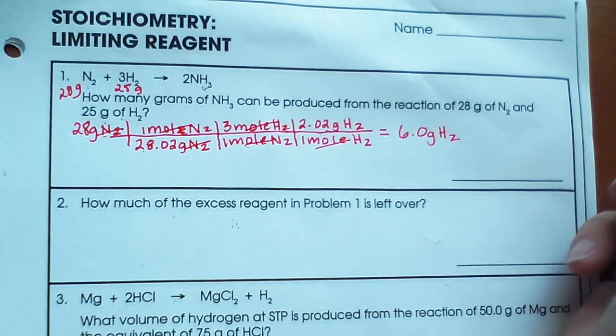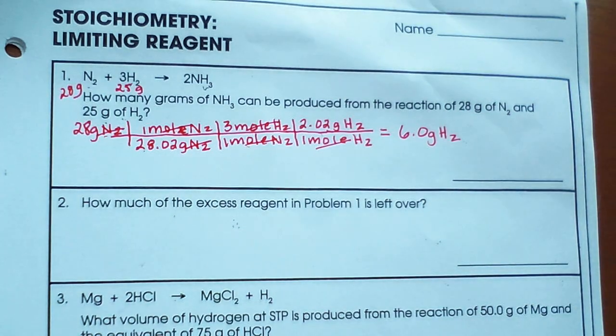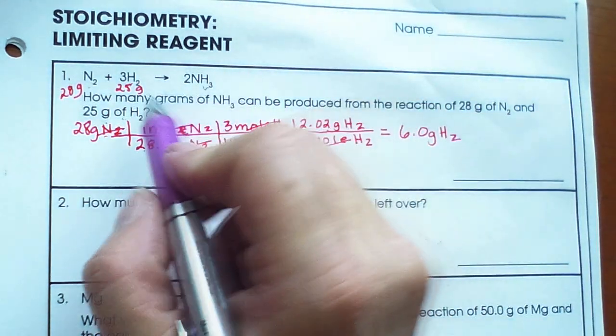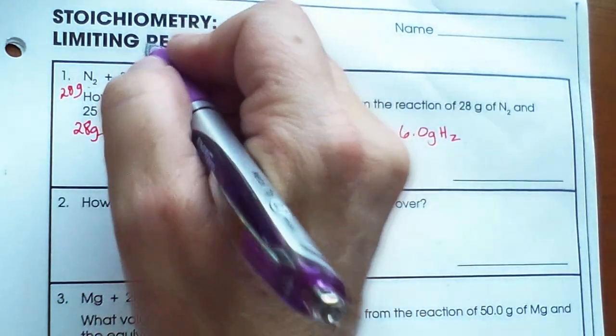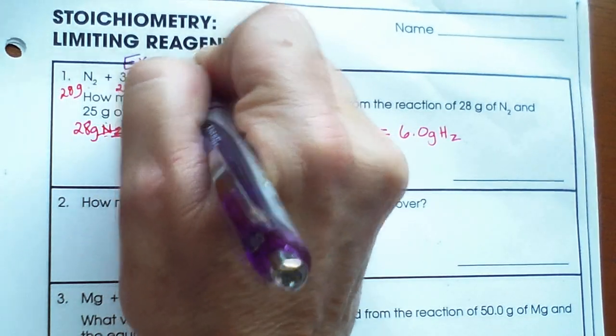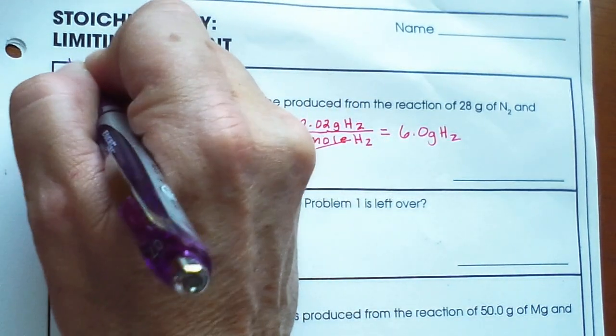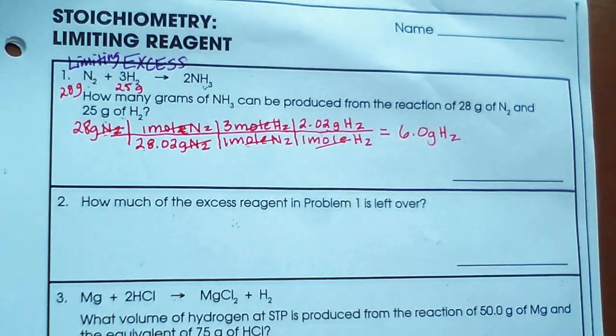So the question is, do I have enough of that? And the answer is yes, I have more than enough because I was given 25 grams. So that means that the H2 is excess. So right here, I'm going to put excess, which means my N2 is limiting. So I'm going to write that right here immediately. That way I will remember that, okay?